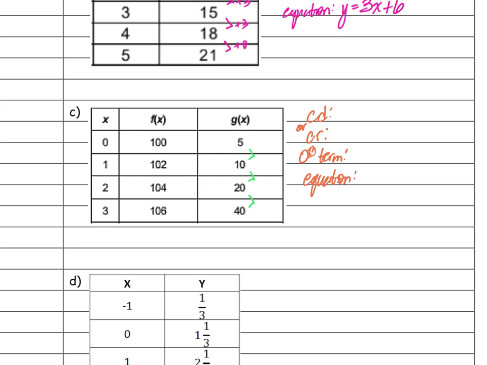So we know it's not a common difference because we're not adding the same thing every time. So I'm going to see if it's a common ratio. Common ratio means I'm multiplying the same thing every time. So what do I multiply 5 by to get 10? I multiply by 2. What's 10 times 2? 20. So I multiplied by 2. What's 20 times 2? 40. So I multiplied by 2. So it is a common ratio, and my common ratio is 2.